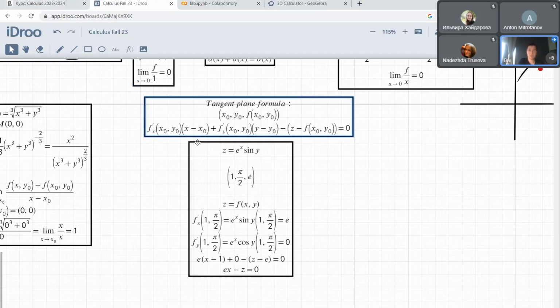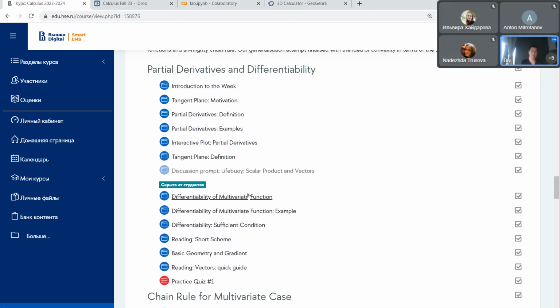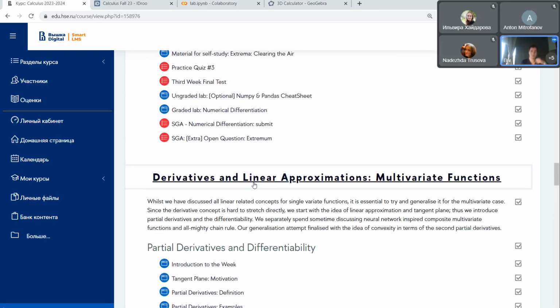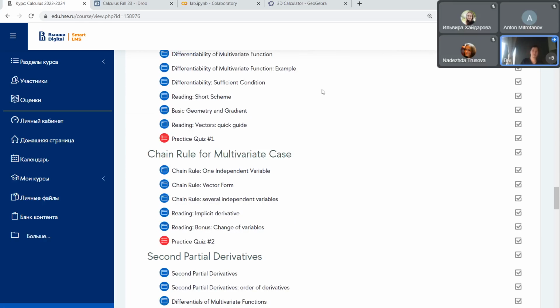Maybe something else. Maybe you want to discuss something else from the previous weeks. Maybe you want to discuss anything interesting. Maybe you have some simple questions. Maybe you have questions about partial quizzes. So I'm ready to help you. I'm ready to answer your questions. Okay. It looks like you have none. You have no questions. So what can I suggest to you?